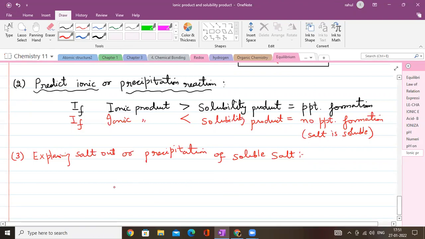What I mean to say is, suppose I have NaCl, right? And if I pass HCl into it, this sodium chloride will give you Na positive plus Cl negative. This HCl will also give you H positive plus Cl negative. So due to this combination, you will find that sodium chloride will be precipitated, or sodium chloride salt will be formed.